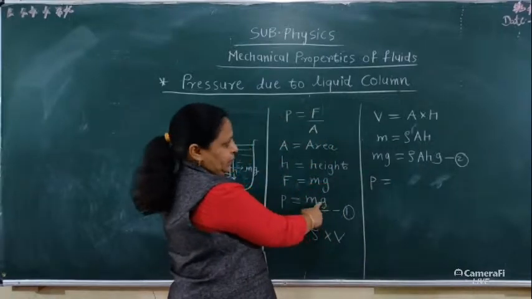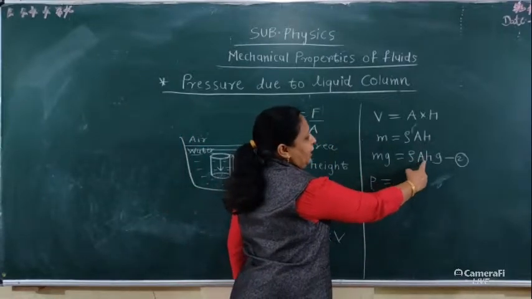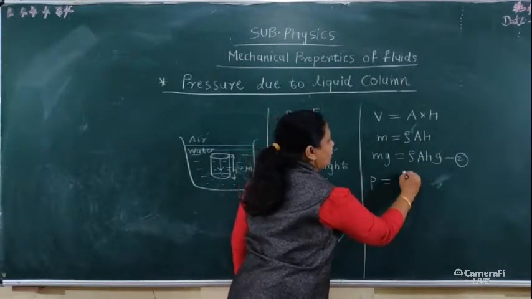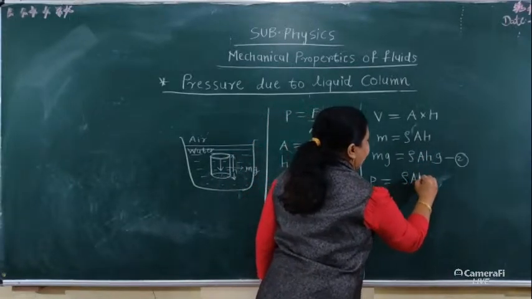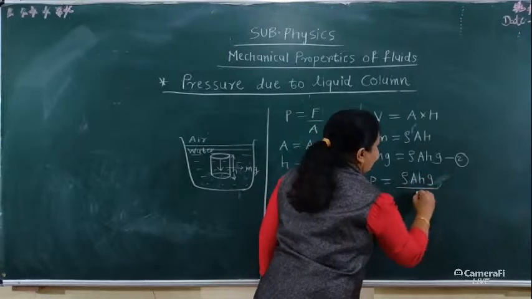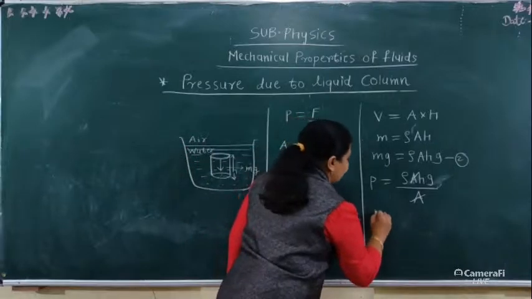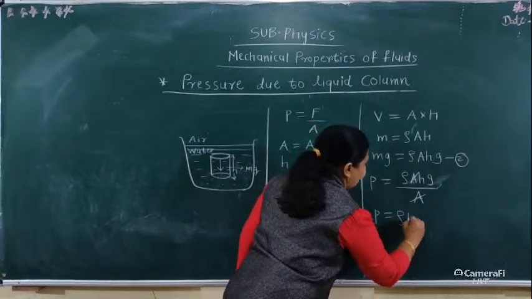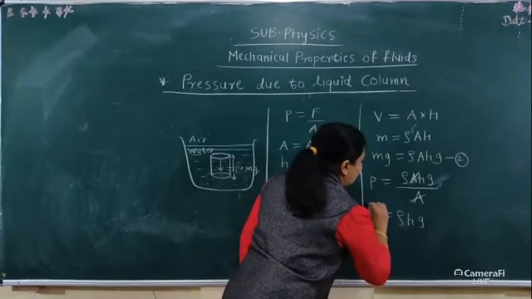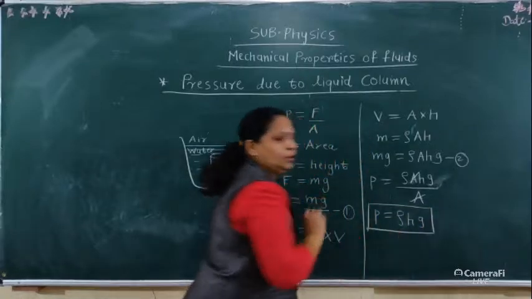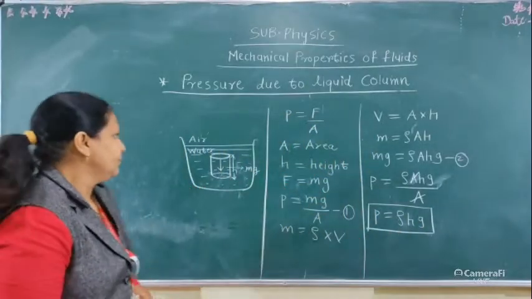Then from equation number 1 and equation number 2, we get the equation P is equal to mg upon A, where mg is equal to rho A h g. Therefore, P is equal to rho A h g upon A. A cancels. P is equal to rho h g. Formula of pressure is equal to rho h g.